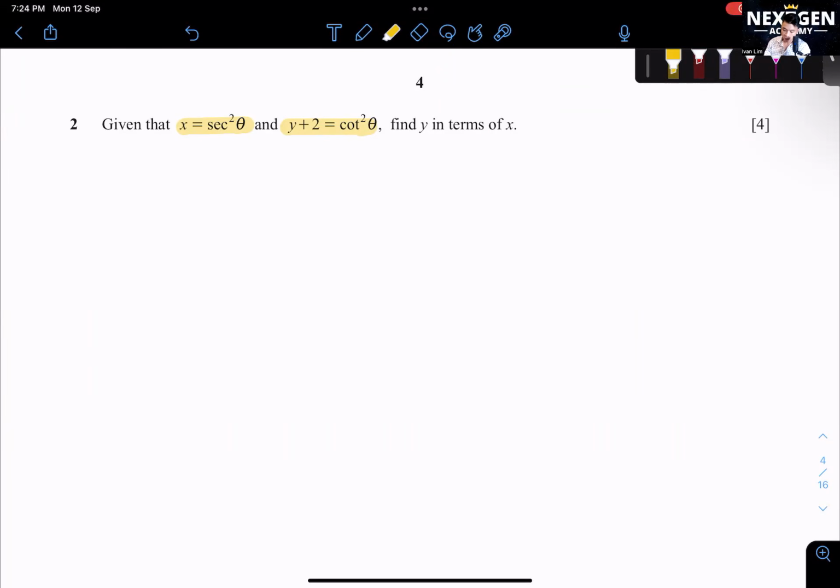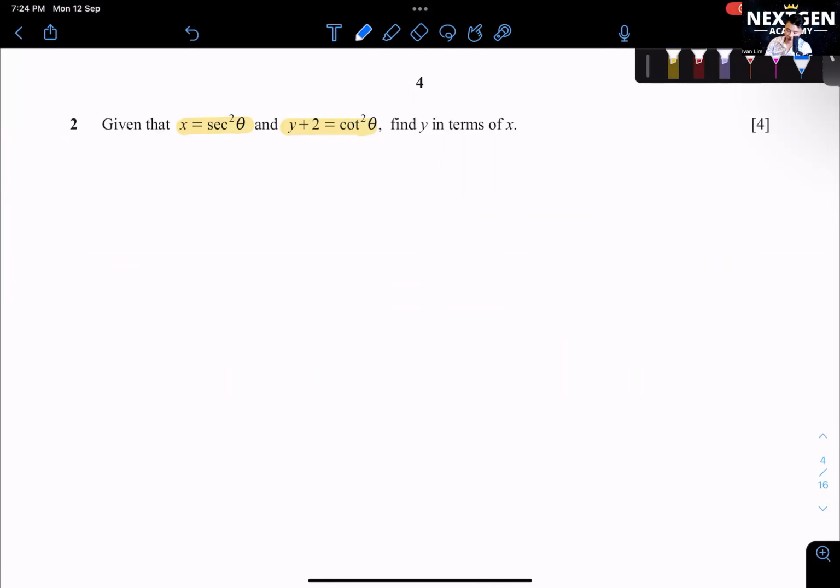What we want is just x and y, okay? Y equals to something. So what we can do over here is try to relate the relationship between secant square and cotangent square first, so that we can take it away.